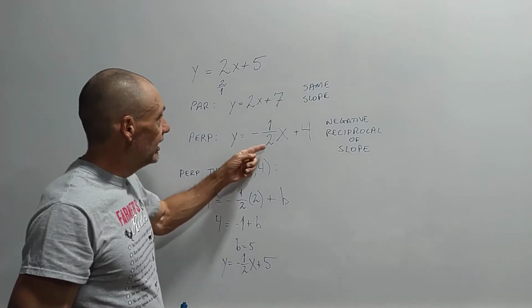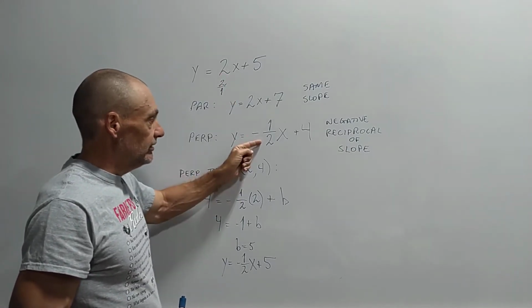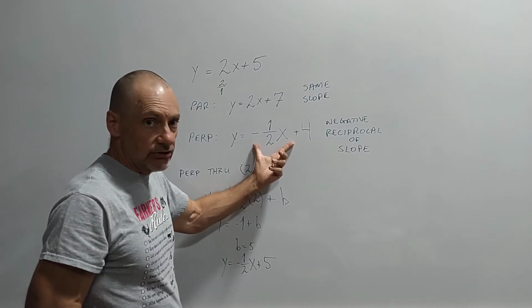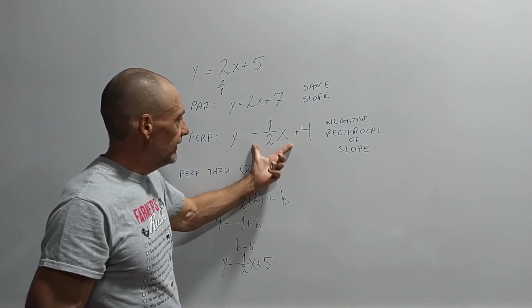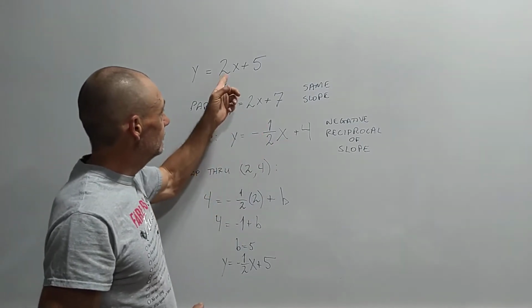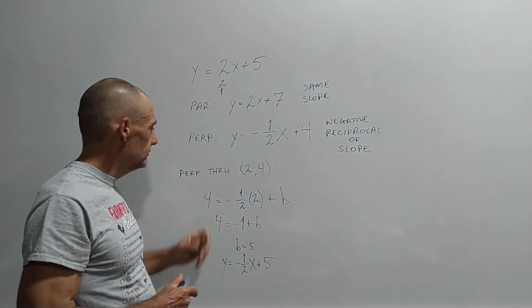Now, notice that this is the negative reciprocal of this, right? So if they gave us negative 1/2 x as our term here, and we wanted a line that was perpendicular to this, we could take the reciprocal, and then the negative. Negative of a negative would be positive. So these lines are perpendicular.